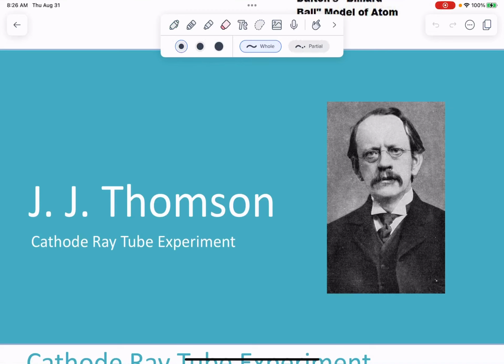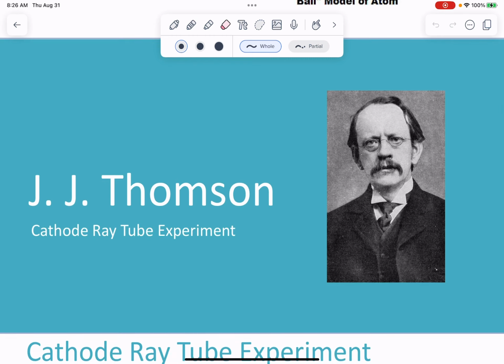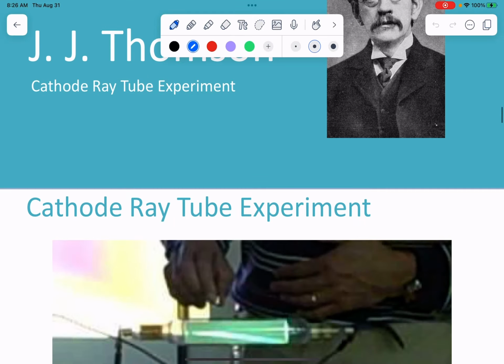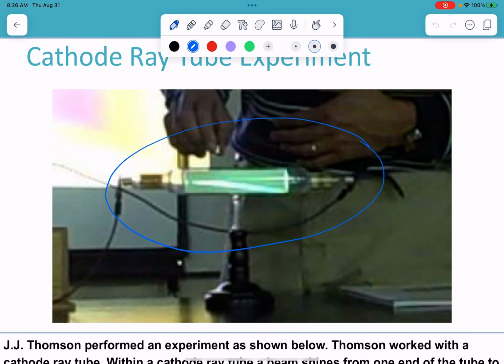Okay, for this video, we're going to be looking at J.J. Thomson and his contribution to our understanding of the atom. Now, J.J. Thomson is famous for his cathode ray tube experiment, which is this apparatus right here.